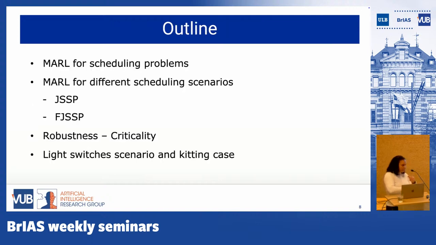So briefly, I will be explaining how we can define this multi-agent reinforcement learning perspective for scheduling problems. We will explain how it could be used for these two scenarios. We will also talk about robustness and criticality, which is an approach that was proposed in my PhD, and we will explain how to adapt it to work with these two scenarios. One we call the kitting case, and the other is the light switches scenario.